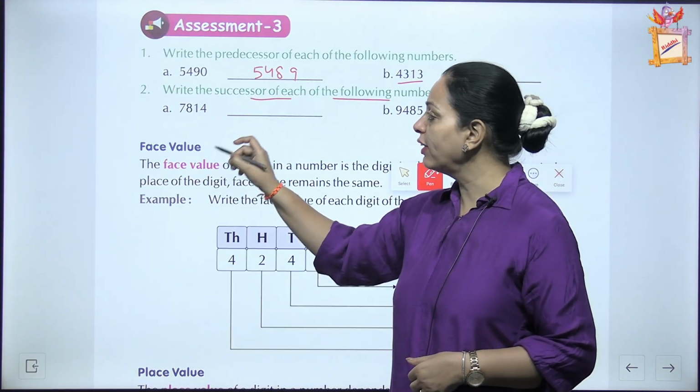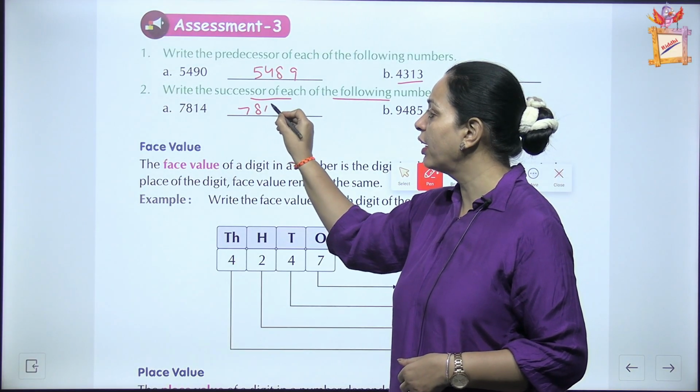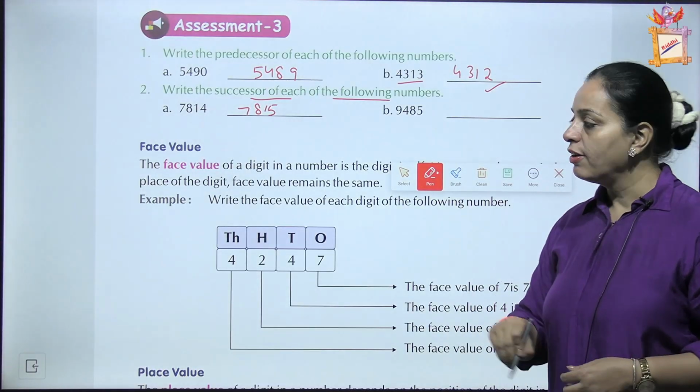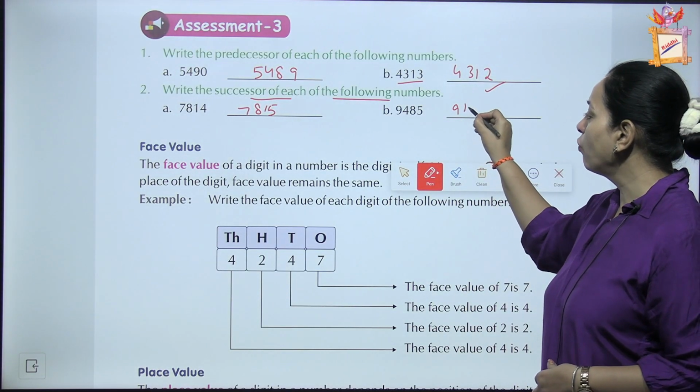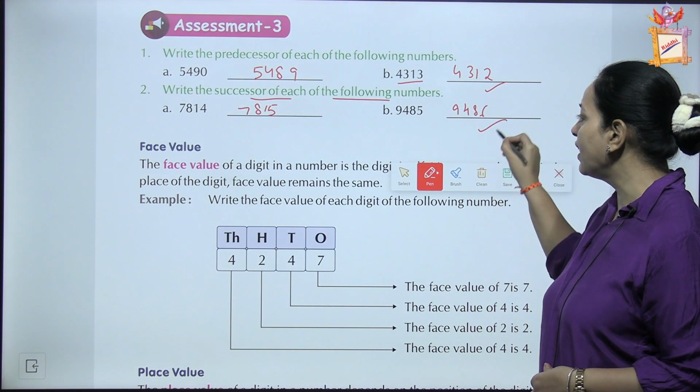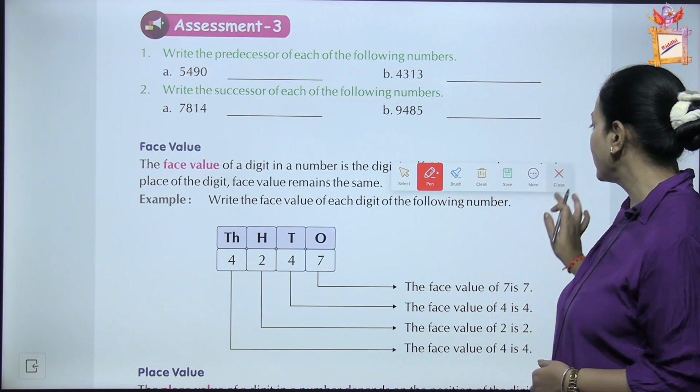Now the second one: write the successor of these numbers. So we will add 1, 7815. And here, 9486. Okay, I hope this is clear to you.